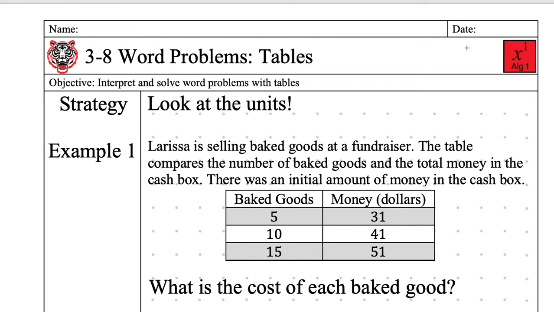Alright, so today's date is Friday, October 18th, 2019. We are on a minimum day. Alright, so we're doing more word problems, this time looking at tables.